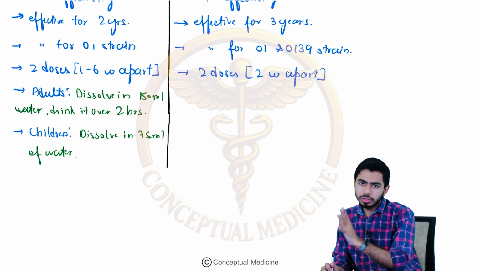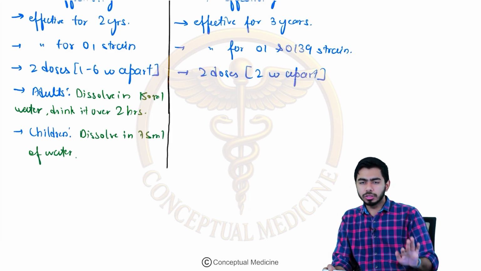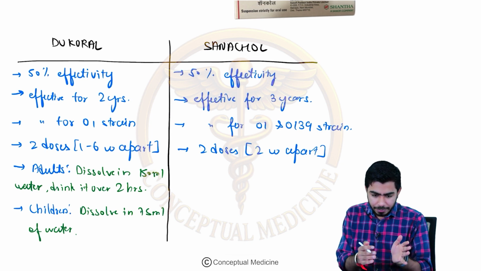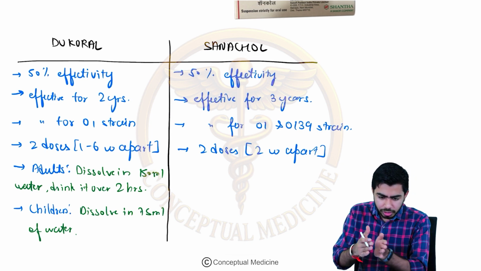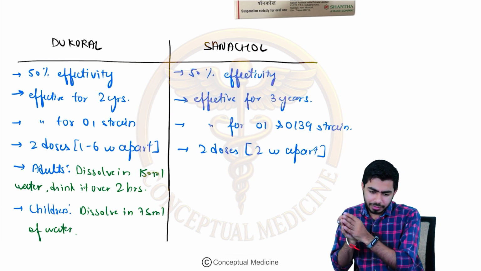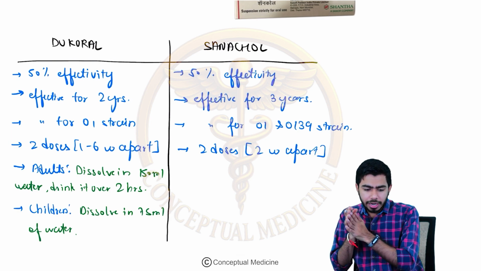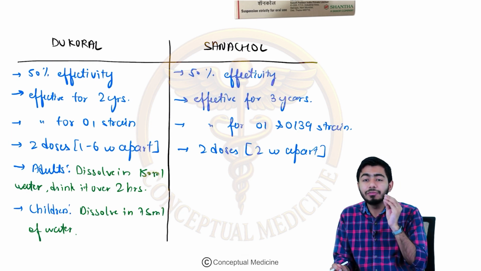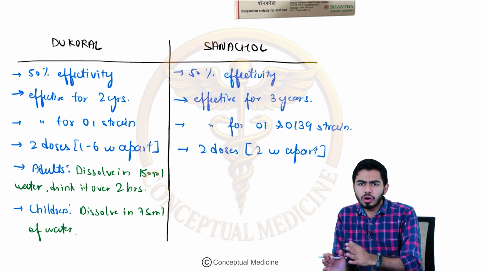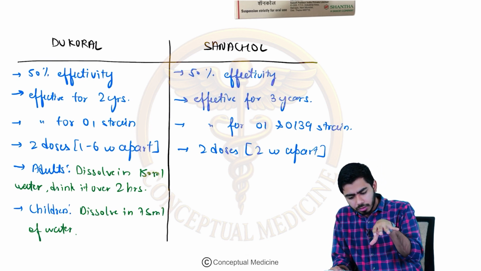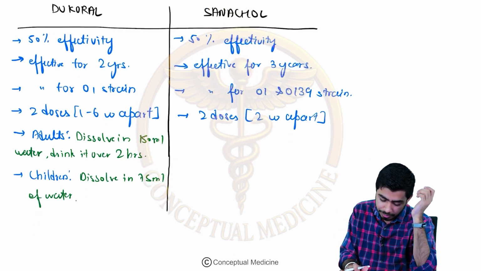How many days before the journey, that can also be asked. It is 10 days before the journey that one should be taking these particular doses. So that is about this comparison between the Decoral and the Shanchol. We have talked about the doses, the effectivity, and the training also. In the infant, it should not be given. In fact, if you talk about the Decoral, it should not be given to a child less than 2 years, and if you talk about the Shanchol, it should not be given to a child less than 1 year. So let me mention that as well.